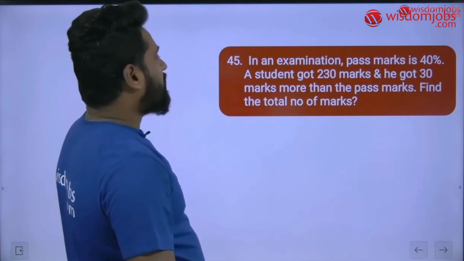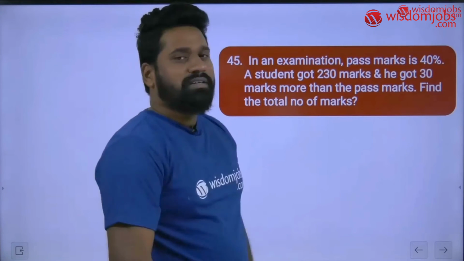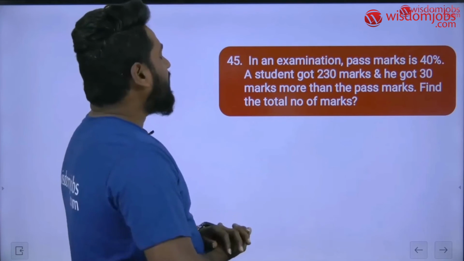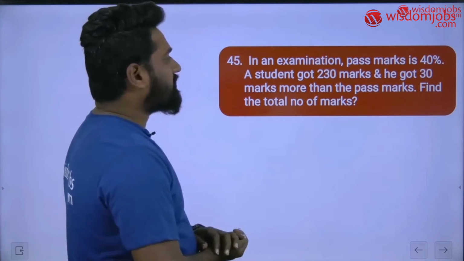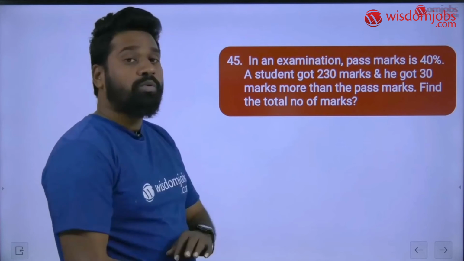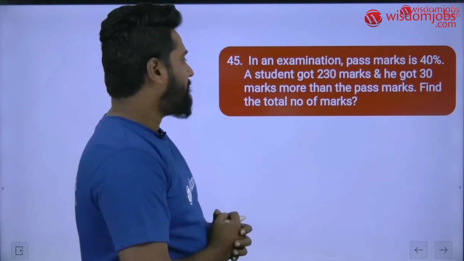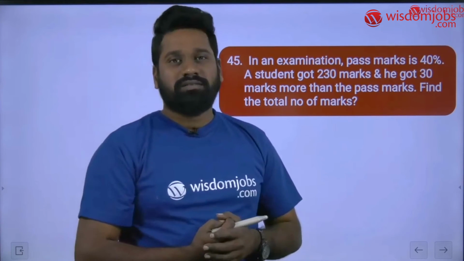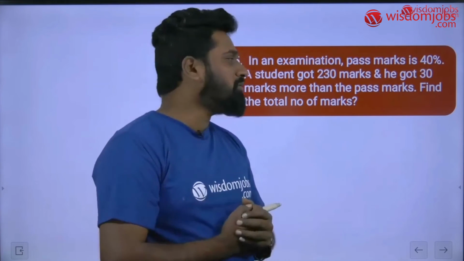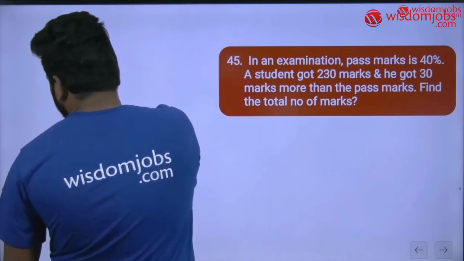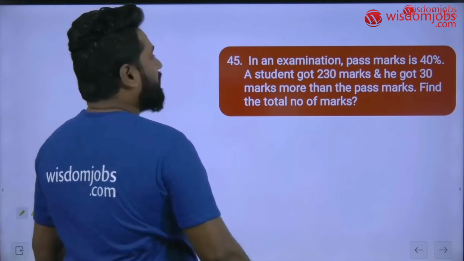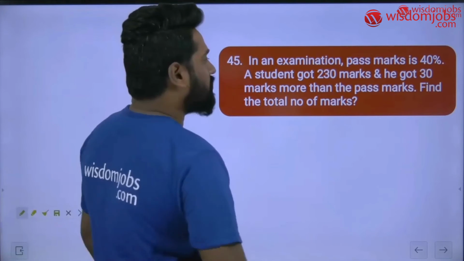So coming to here, in an examination, pass marks is 40%. A student got 230 marks and he got 30 marks more than the pass marks. Now it is asking to find the total number of marks. We already discussed one question based on examinations and marks. Is it clear?